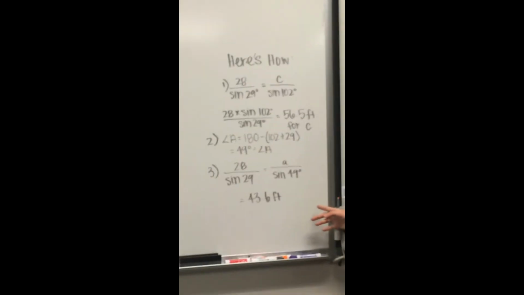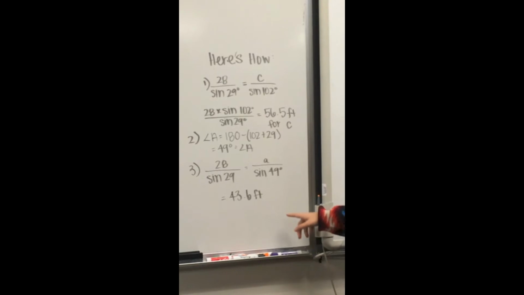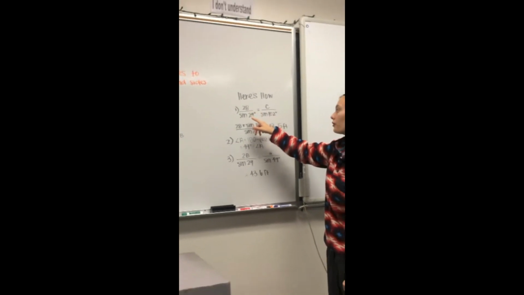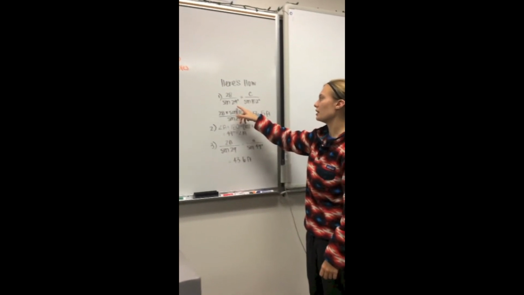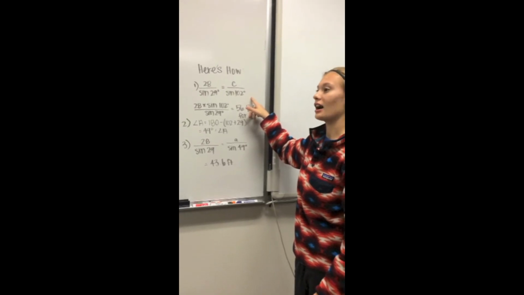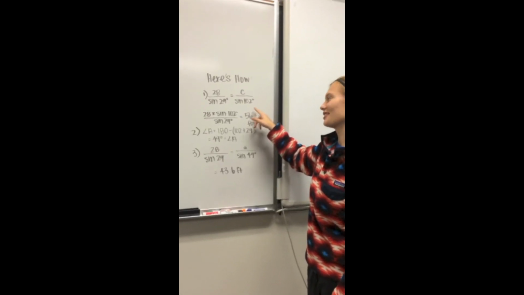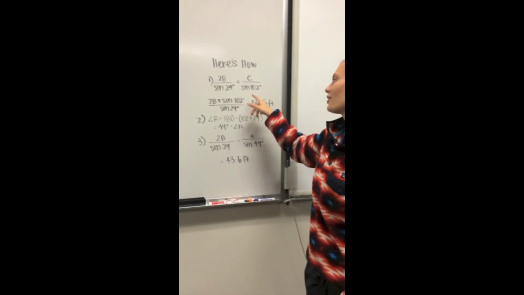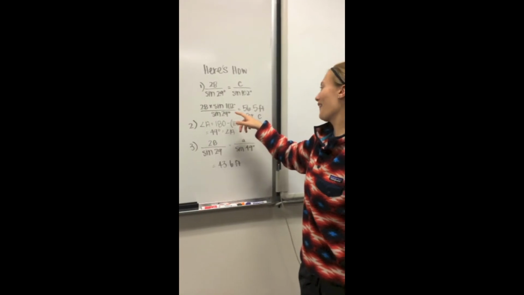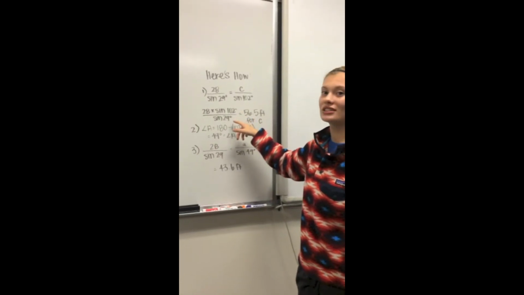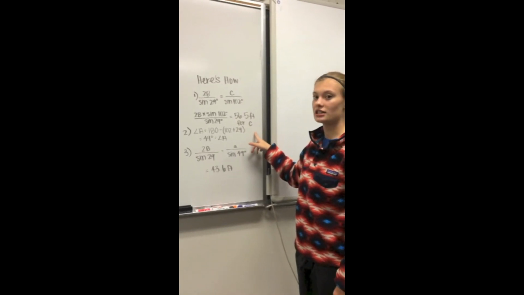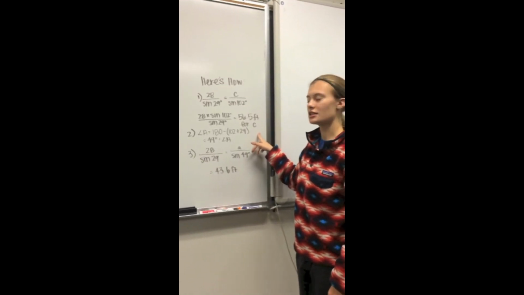To solve for this triangle, since we already know the angle and the side of B, we're going to do side b over sine of angle B, which equals side c over sine of angle C. And so once you have that, you're going to cross multiply, so it's going to be 28 times sine of angle C over sine of angle B, which is going to be 56.5 feet. That's for side c.